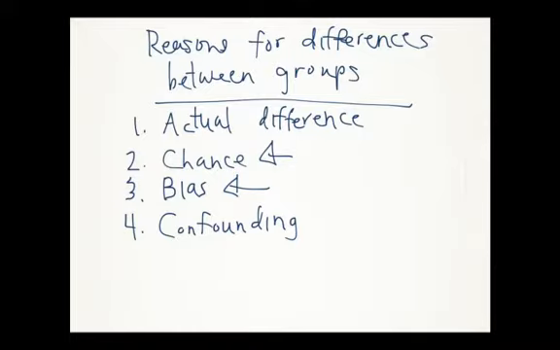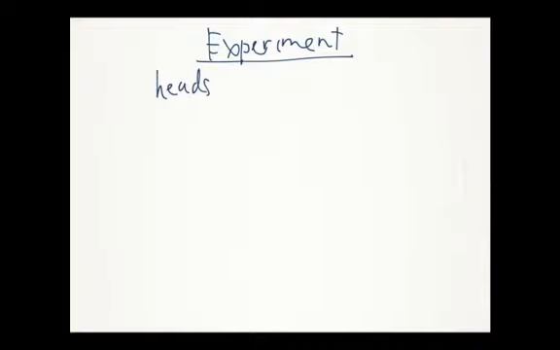All right, so now let's talk about a chance experiment. So we have an experiment. I'm going to flip a coin. If it comes up heads, I win $1. If it comes up tails, you win $1. Heads, oops, I win $1.